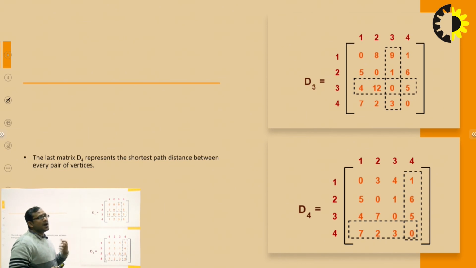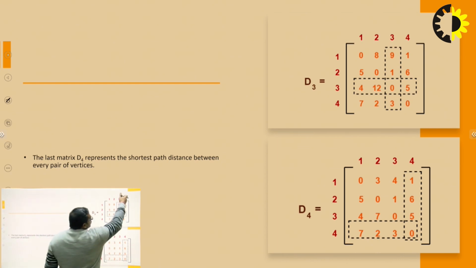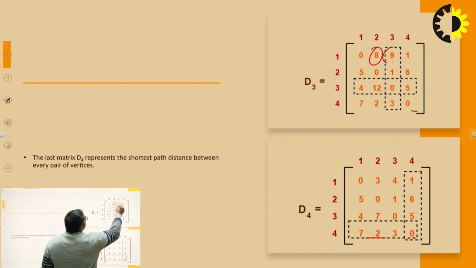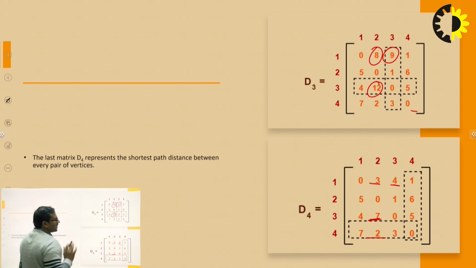After that, we can get the final answer. Okay, how? Whenever we are going to create D4, the fourth column and the fourth row remain the same. So 1650 you can see here, and 7230 is here. Both are the same. And if you can see, 3 values are changed here. Okay, 8, 9 and 12 are changed here. They become 3, 4 and 7, and all the other values remain the same.